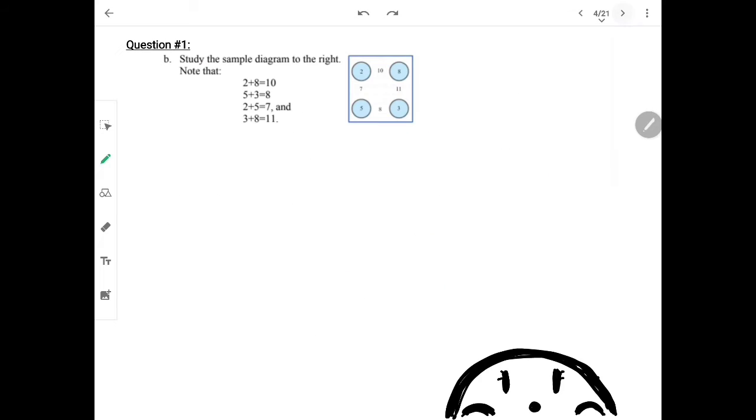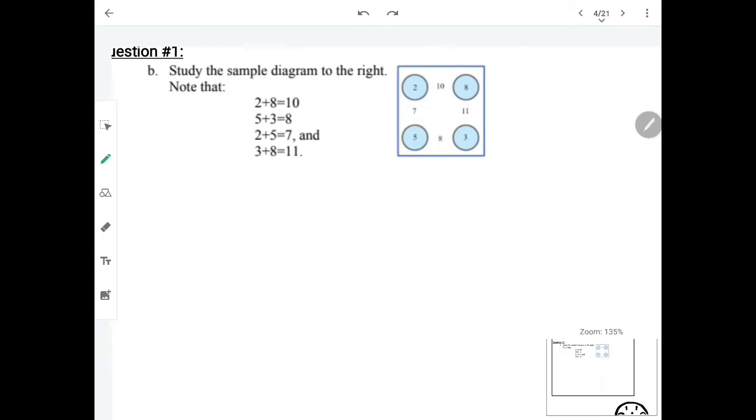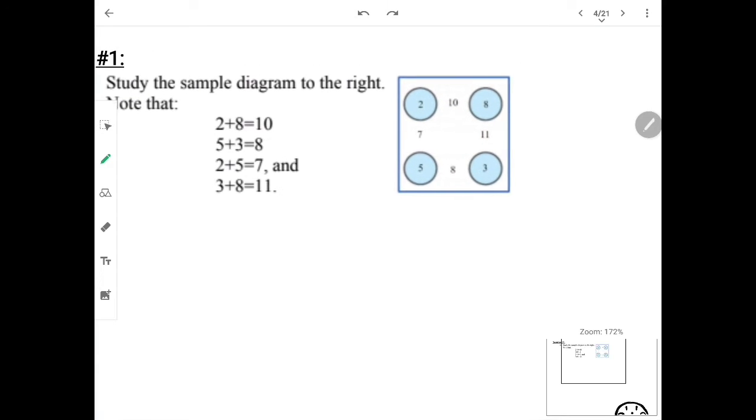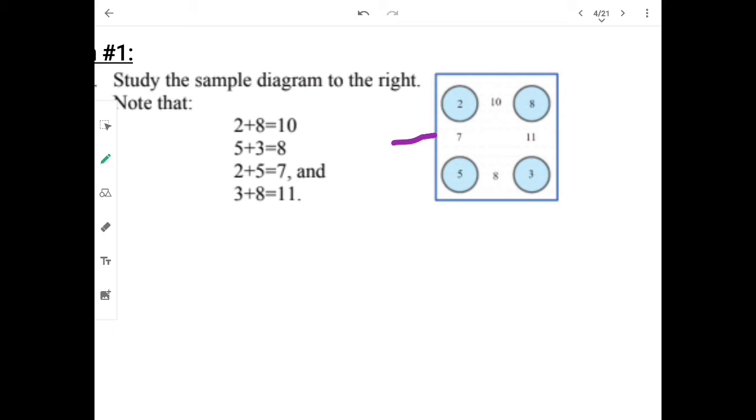Now let's go ahead and take a look at this sample diagram. This is basically an example of some of the problems we'll be doing next. If we look at our diagram, we will notice, and I'm just going to zoom this in just to see it better.